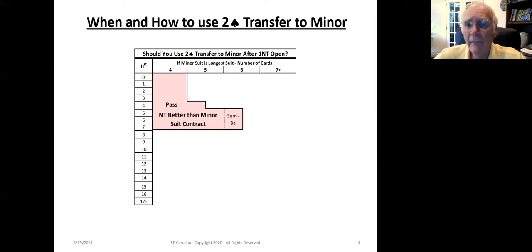Okay, with five plus cards in the suit and 4 to 7 points, again, you pass and play it in the minor. Now, when you get more than 4 cards at 4 points, if you take your partner's minimum of 15 and add 4 to that, 19, the points are pretty evenly split 50-50.